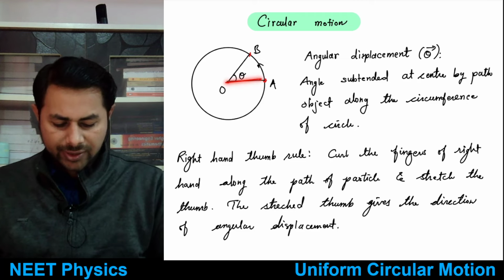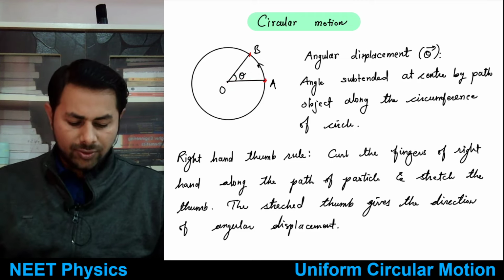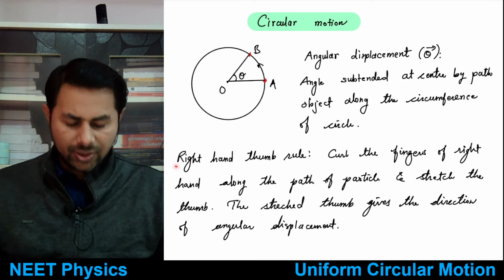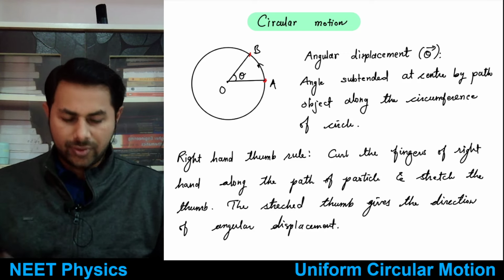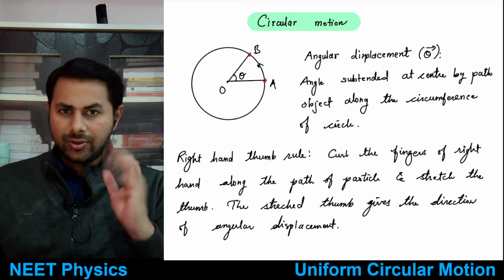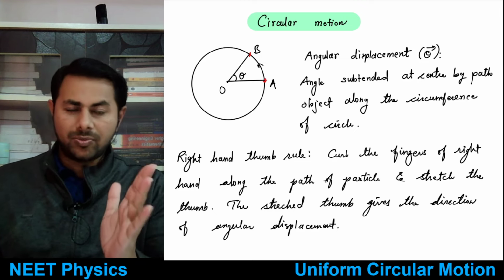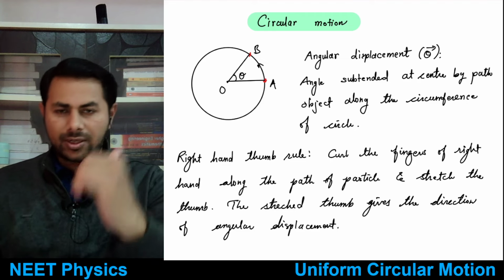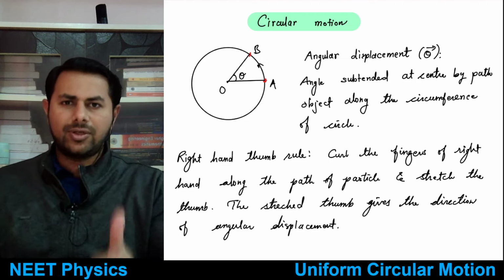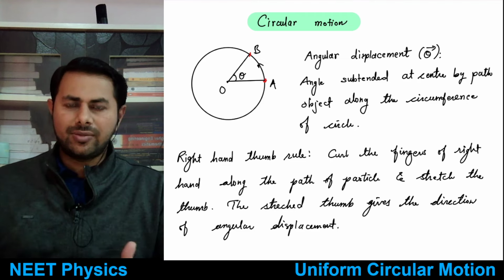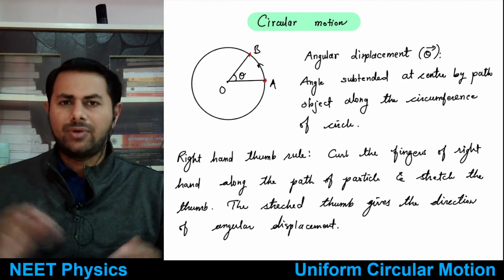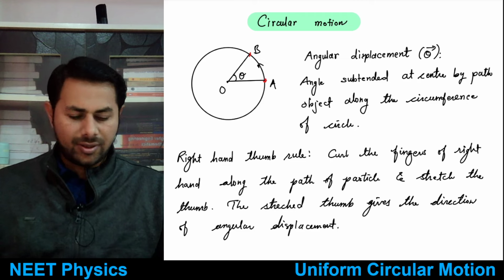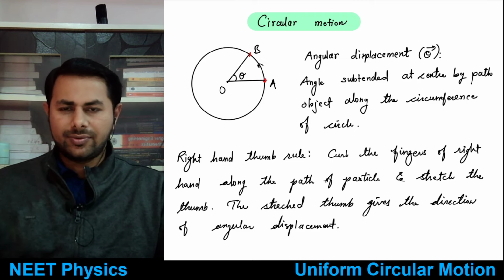Now how to find out its direction? There is a rule to find out its direction. It is called the right hand thumb rule. So what is the right hand thumb rule? Take your right hand, curl the fingers of your right hand in the direction of motion of this particle along the circumference of the circle, and stretch your thumb. Your stretched thumb will show the direction of angular displacement. This thing is clear? Yes, no?